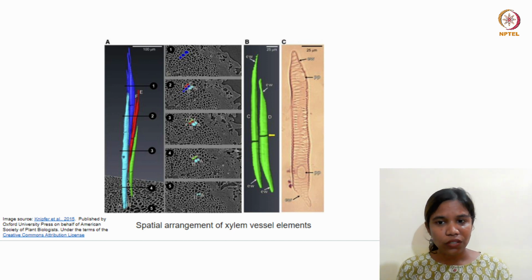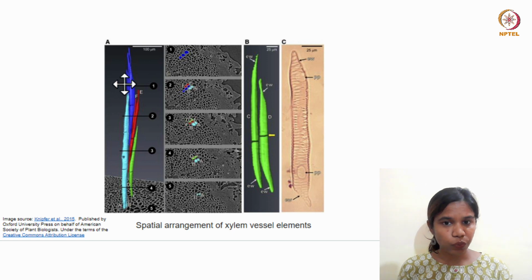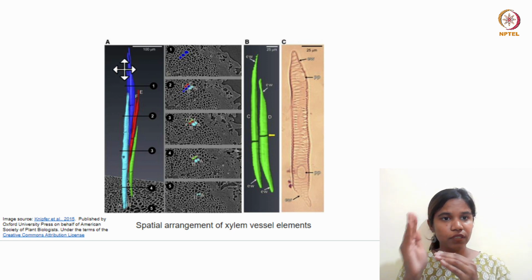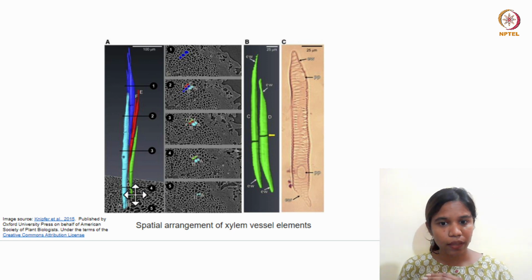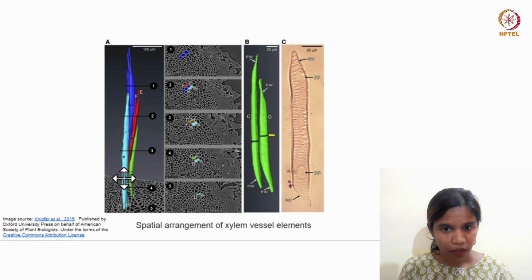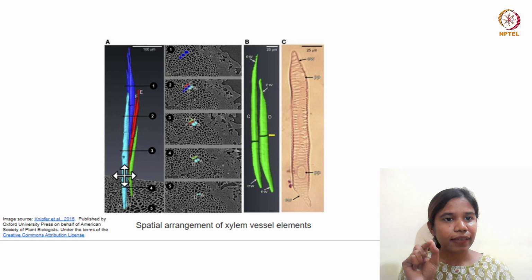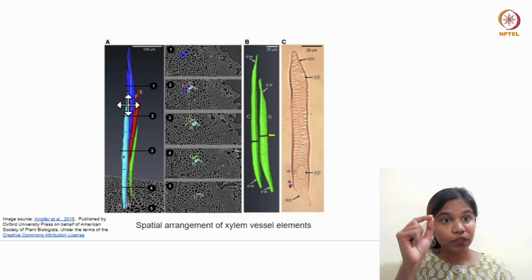So now I want you to look at the image on the left hand side. As you can see here, they have shown different vessels, and different vessels are joined side by side as well. There is one vessel which is in light blue color. As you can see, a very faint dashed line is there. So this is one vessel, then there is next vessel, and then there is next vessel. So there are three vessel elements joined to form this vessel.